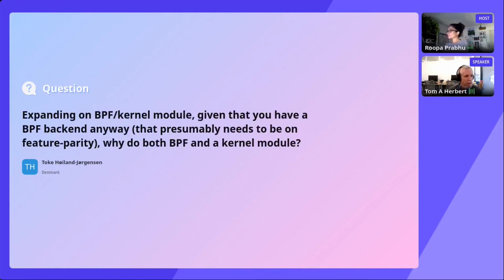Next question. Expanding on BPF and kernel module: given that you have a kernel backend anyway, why do you need both BPF and kernel module? Well, it's the same reason why we have a flow dissector in the kernel today and a BPF flow dissector. They serve different purposes and have different flexibility, functionality, histories, and performance characteristics. And I could easily turn this question around and say, if we have BPF, why do we need kernel code at all? Kind of a snarky question, but I'm sure that's been brought up before.